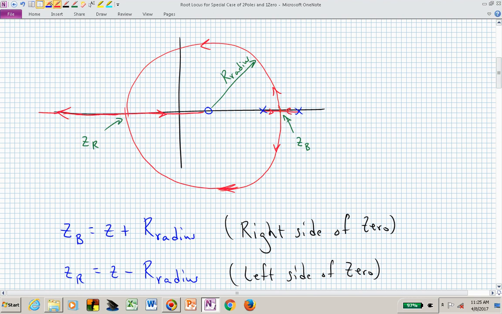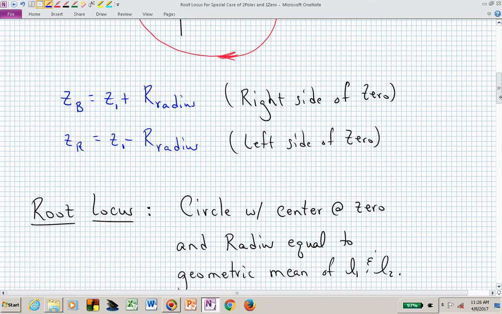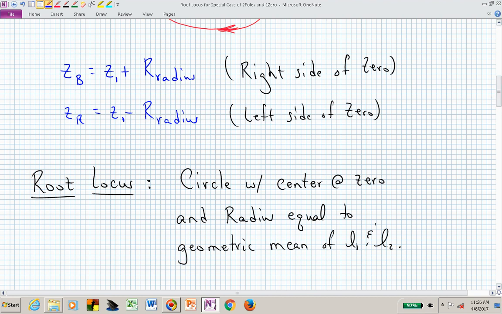So let me now again establish notation. Let's say that's Z1. And the reentry, which I'm calling Z sub R, is that same radial distance to the left, or on the left-hand side of that real zero, Z sub 1. Just to repeat, that root locus shape for this special case is a circle with the center at the zero. So now if you had your compass, you would put the rotational point of your compass right at that zero location.